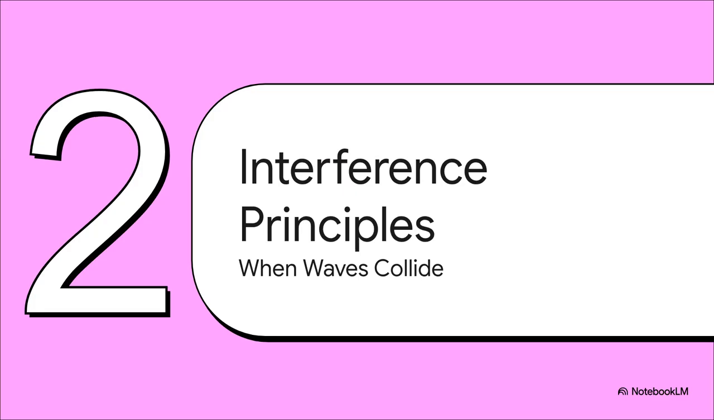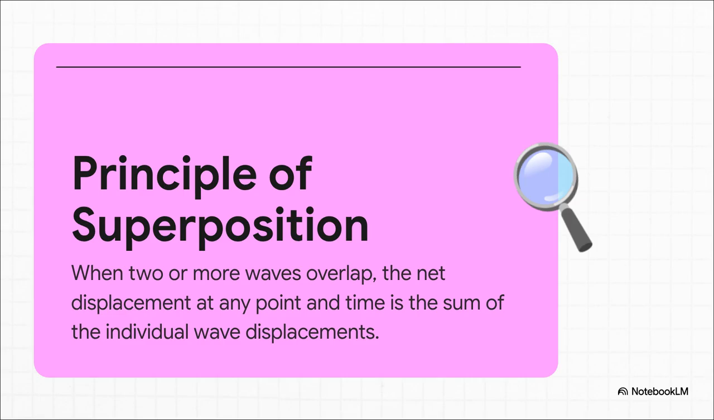Okay, so we've got a handle on single waves. Now let's make things more interesting. What happens when two waves try to occupy the same spot at the same time? This is where we get into superposition. It sounds really fancy, right? Principle of superposition. But all it really means is that waves add up. They don't bounce off each other like billiard balls. They just pass right through each other, and for the moment they overlap, their heights just combine.